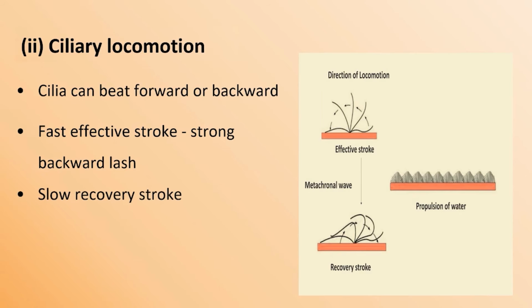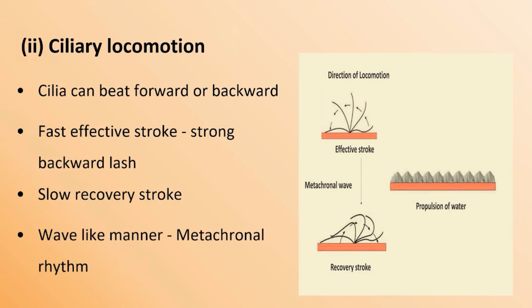Then, after the fast effective stroke, the cilia become limp and return slowly to the original vertical position. This is called the recovery stroke. The coordinated movement of cilia is called the metachronal rhythm. This is due to the infra-ciliary system. This causes swimming forward by the animal.